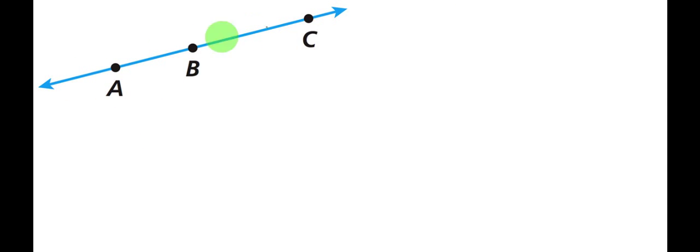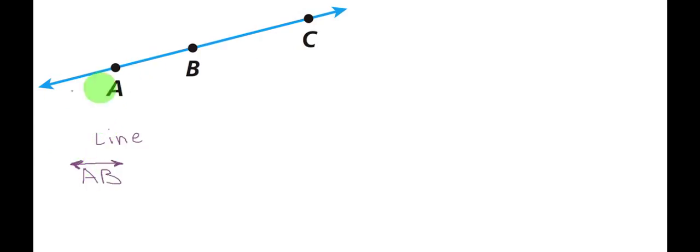Okay guys, in this next problem we have a line that passes through points A, B, and C. And the first thing we're asked to do is find two ways to name this line. So the first thing I want to do here is name the line. So I need to choose 2 points. Let's just choose A and B, and put a line above those 2 letters. So that's one way to represent this line.